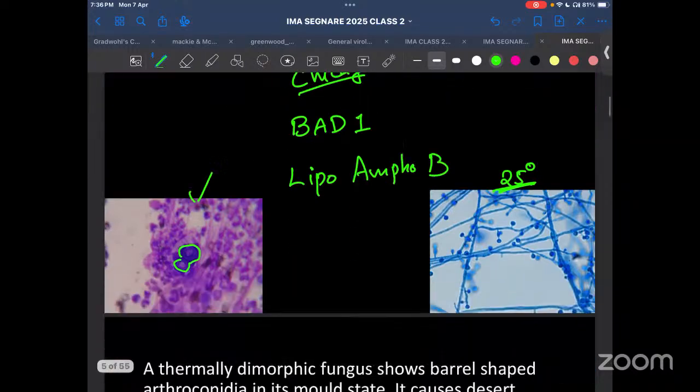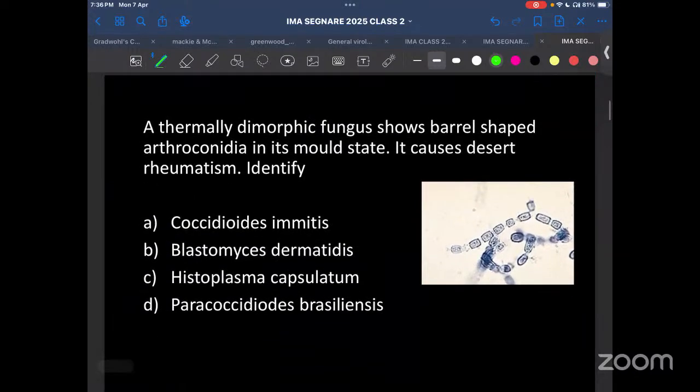Okay, so quickly we move on to our next one. A thermally dimorphic fungus shows barrel-shaped arthroconidia in its mold state. It causes desert rheumatism. So identify. They have given in the question that it is a thermally dimorphic fungus and it shows barrel-shaped arthroconidia. So now what is this arthroconidia?